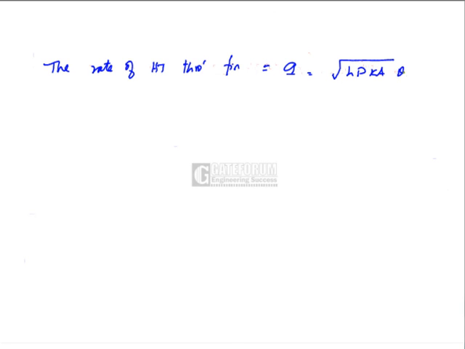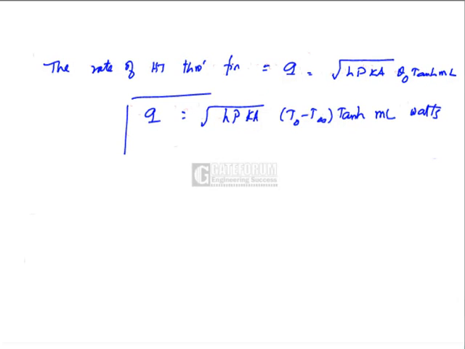Now the rate of heat transfer through the fin for case 2 is given by square root of hPkA into theta naught tanh mL, that is square root of hPkA into T naught minus T infinity into hyperbolic tan mL, so many watts. This is the rate of heat transfer for case 2, that is the insulated tip case.